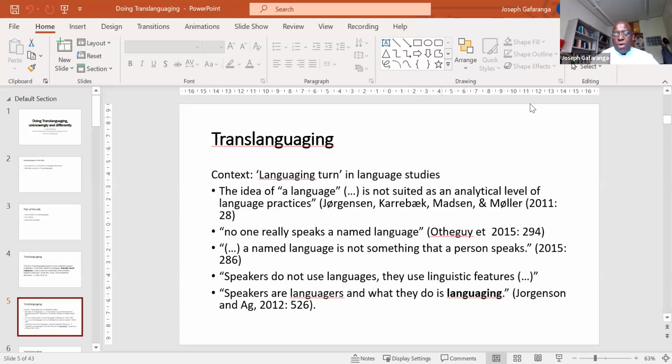You have Ortega and Garcia, and others, saying that no one really speaks a named language. They say a named language is not something that a person speaks. Speakers do not use languages, they use linguistic features. And speakers are languages, and what they do is languaging. And so all this context, all this dissatisfaction with the notion of language gave birth to that of languaging and of translanguaging. And the trans bit itself has many understandings, which I will not go into. But the only thing I will be concerned with is trans as going from one language to the other, or involving languages.